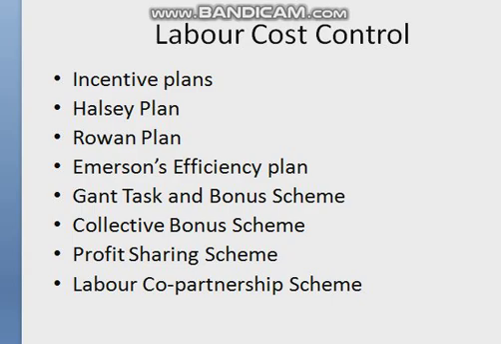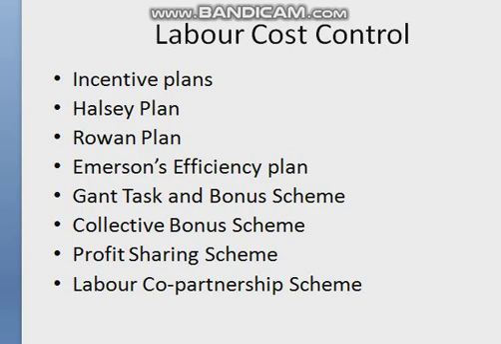Because his efficiency is below 66.2 by 3%, he will be paid according to time wages. Time wages are rupees 20 per hour, and he has worked for 8 hours, so 8 into 20 amounts to 160. So wages per unit will be 2.67.